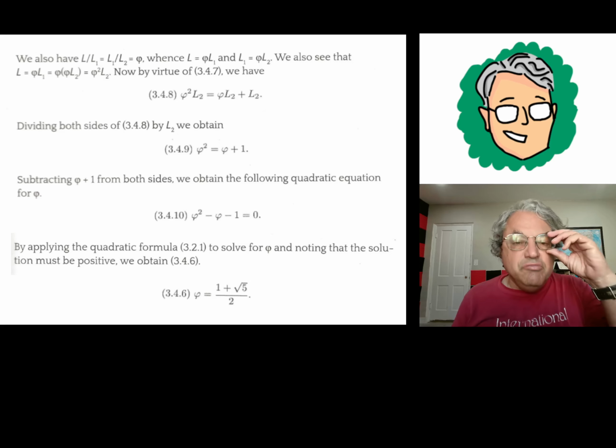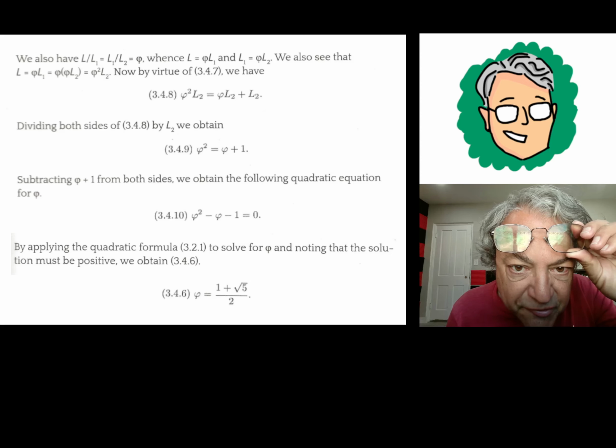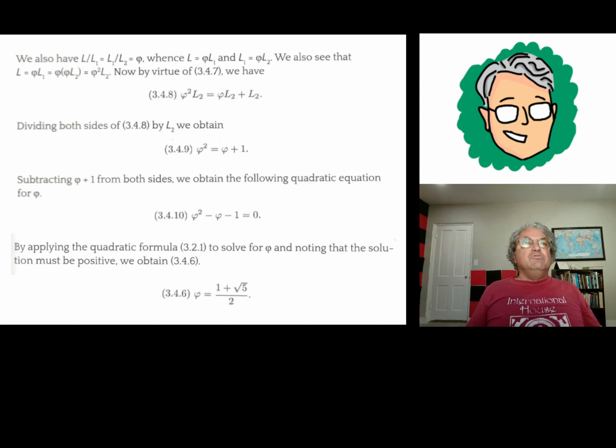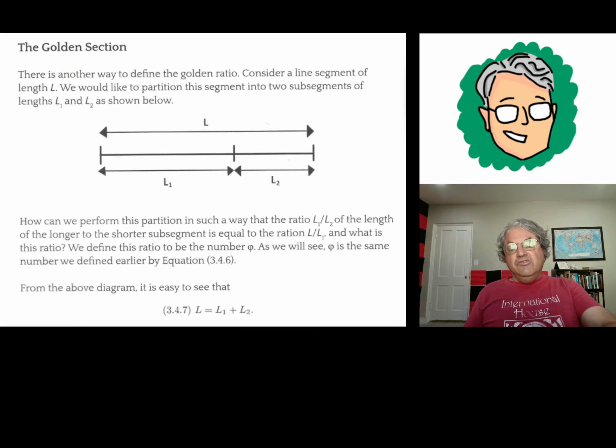Or actually, I think it's probably better to do it in terms of L2 and phi. So L2, remember, was the length of the shortest piece. And then the longest piece is L1, that's phi times L2. And then the whole piece is L, which is phi times L1. So we have L is phi L1, but L1 is phi L2. So that means L is phi squared L2.